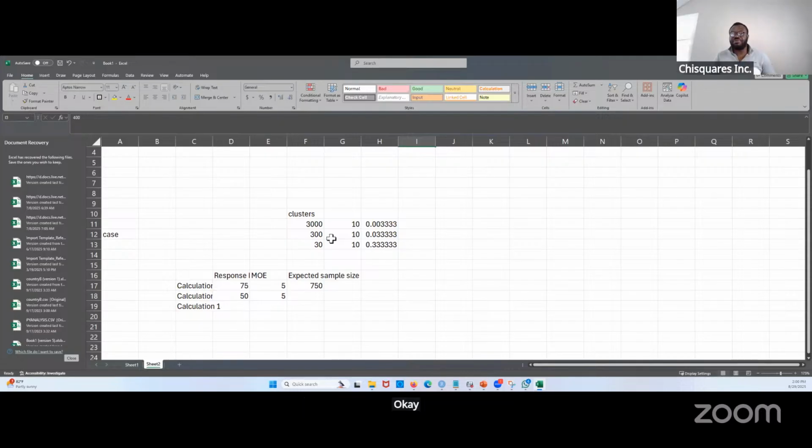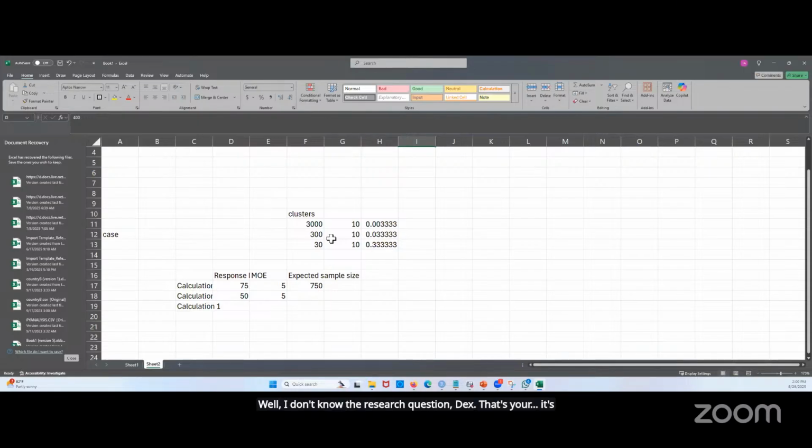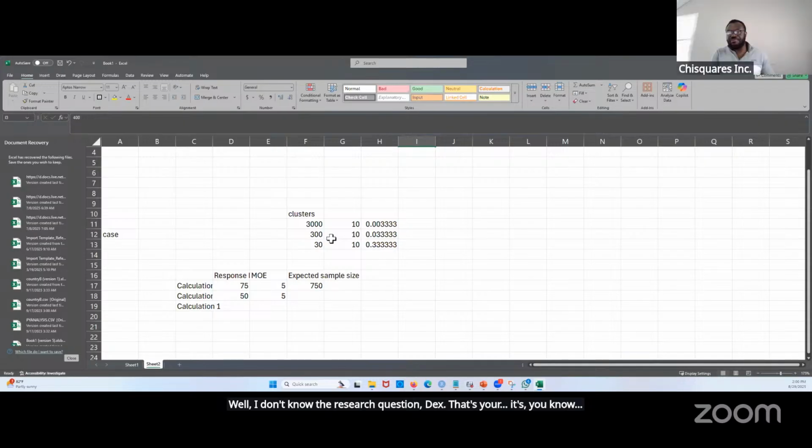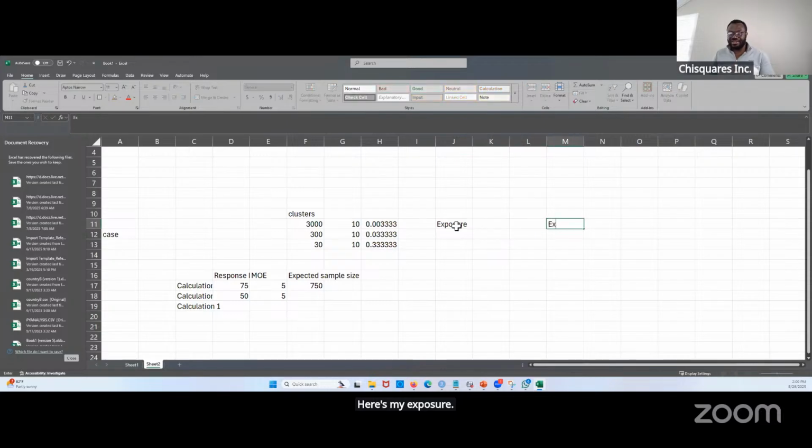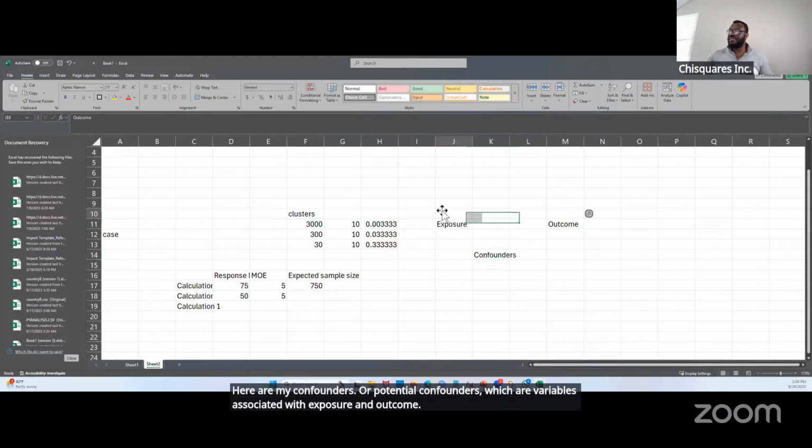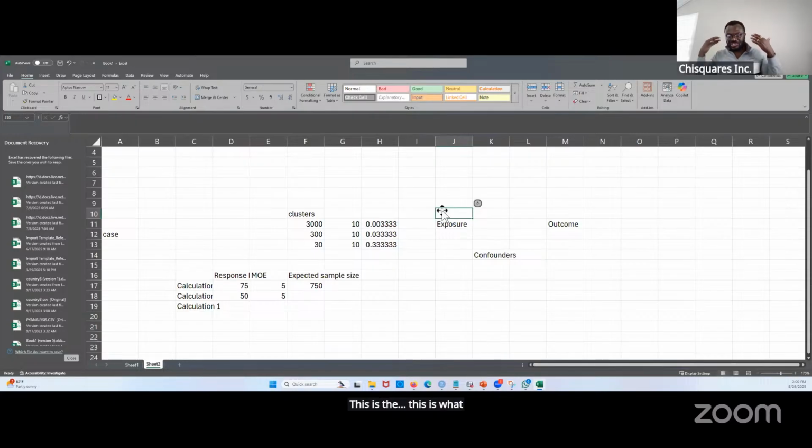Okay, it is impossible for me to suggest variables for a clinical study when I don't know the research question. As an investigator, it's your job to sit down and say, here's my exposure. That's where it starts. Here's my outcome. Now, based on the exposure and outcome, you can say, all right, here are my confounders or potential confounders, which are variables associated with exposure and outcome. This is what study design means.